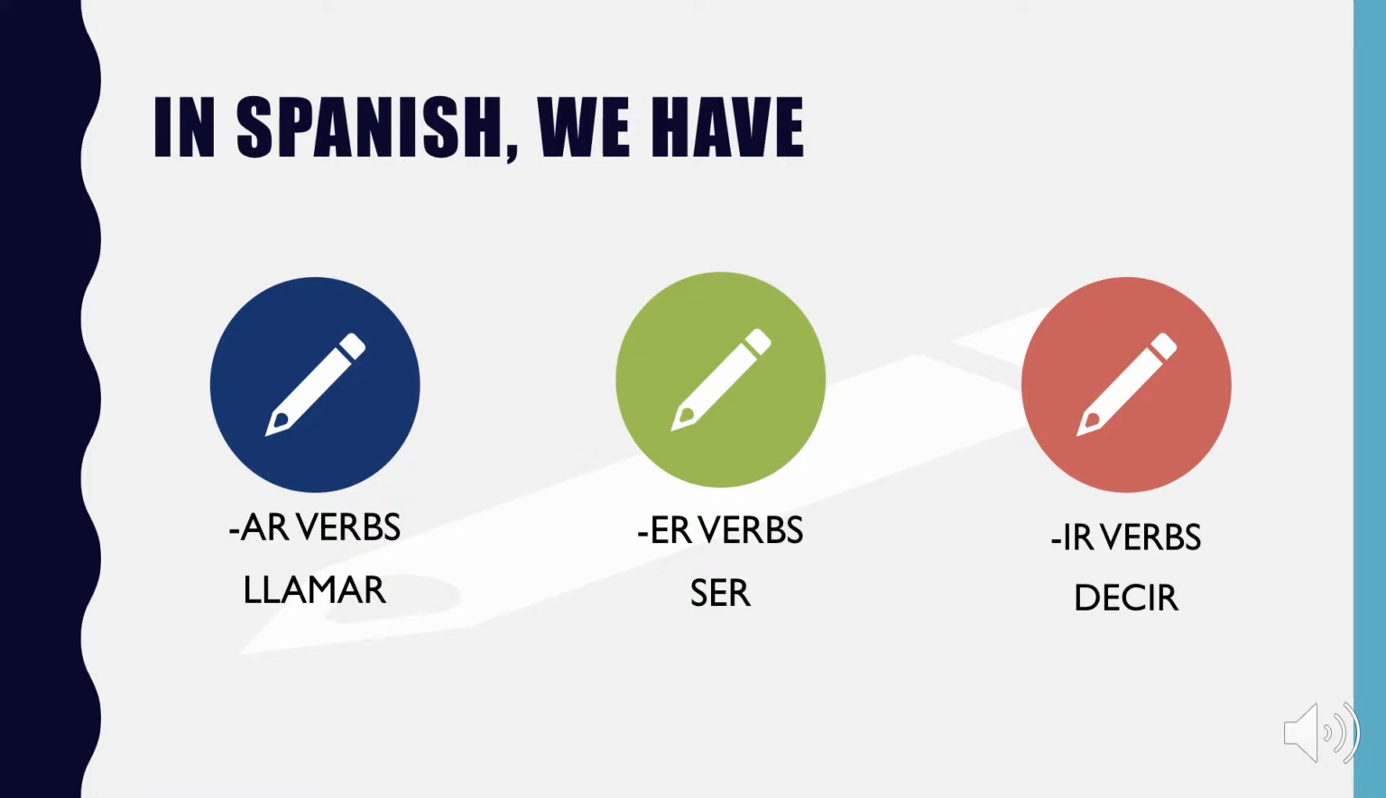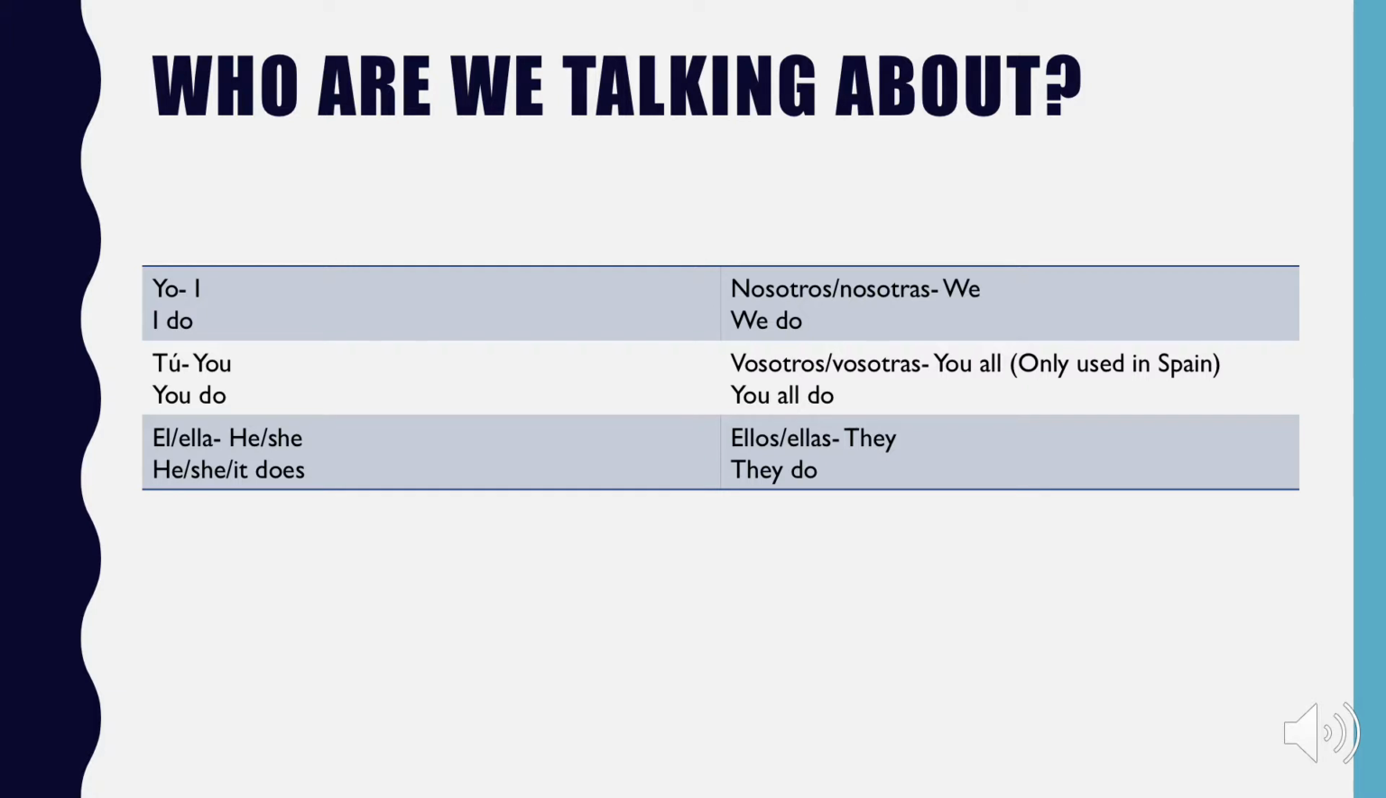In Spanish, there are 3 types of verbs. What's different about them is the last 2 letters of each verb. All verbs in Spanish end in either AR, ER, or IR. So we have llamar, which you'll remember means to call, which is an AR verb. See how the ending is AR? Then we have ser, which is one way to say to be. That's an ER verb. And decir, which means to say. That's an IR verb.